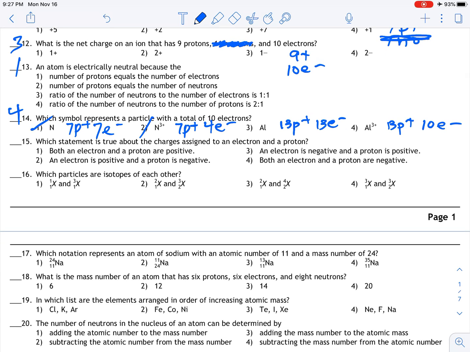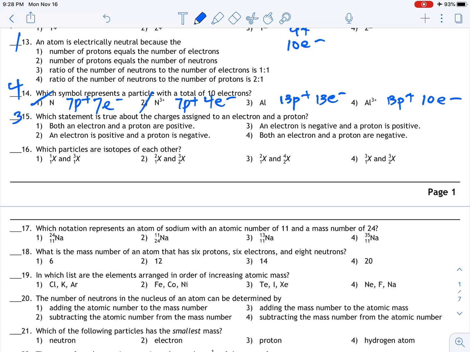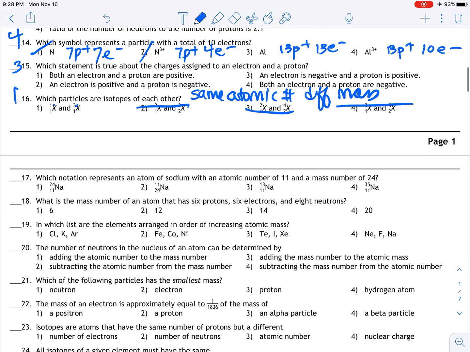Which statement is true about the charges assigned to an electron and a proton? Both are positive? No. Electron is positive? No. Electron is negative, proton is positive. These are just definitions. Isotopes must have the same atomic number, but different mass. So we need the same number on the bottom, because that's atomic number. Oh, and look, that takes care of it right there. So you see we have a different mass, 1 here and 3 here, but the same number of protons.